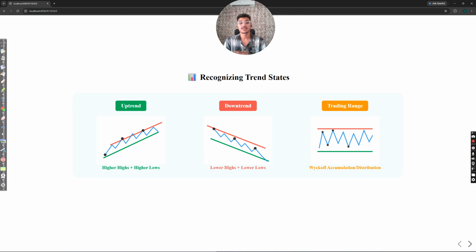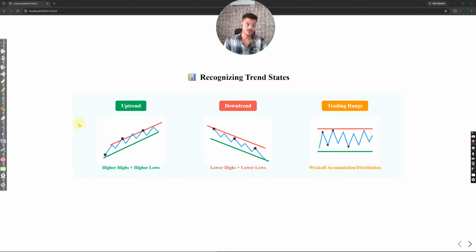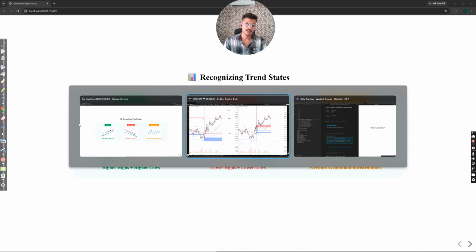So let's discuss recognizing some trend states. When you see higher highs, higher lows, the market is in an uptrend, right? When you see lower highs, lower lows, the market is in a downtrend. And when the market isn't doing anything, it's just going sideways, that's your trading range. This is our Wyckoff accumulation distribution. All right, so let me show you how that looks.